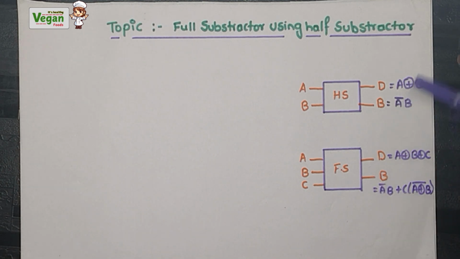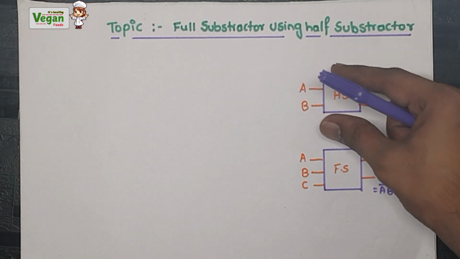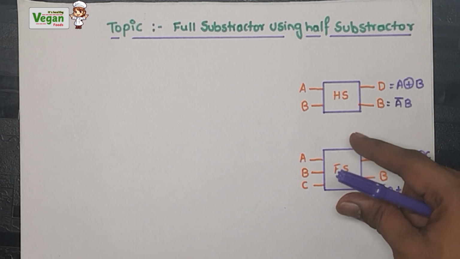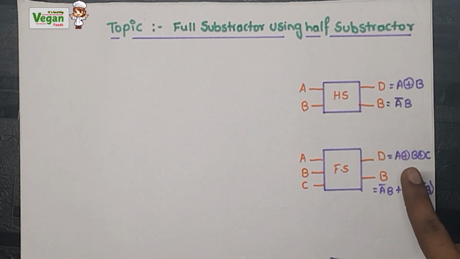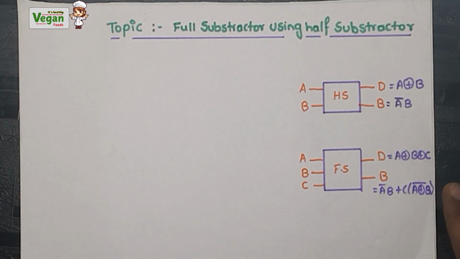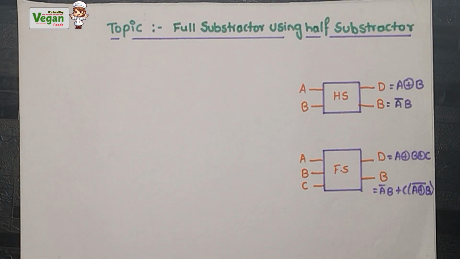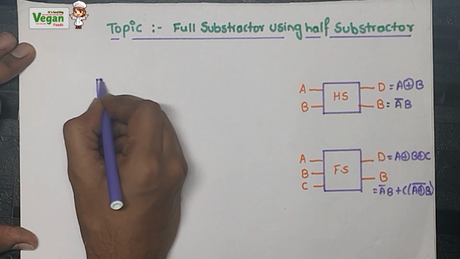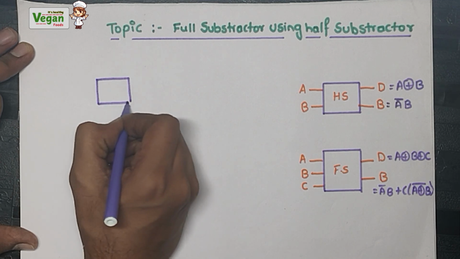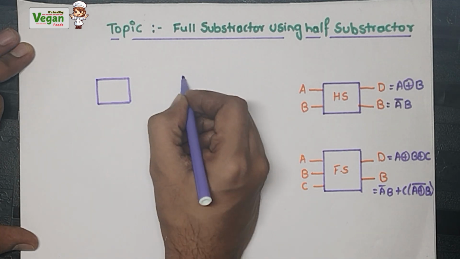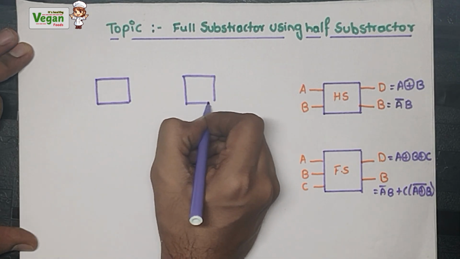Now using these formulas and the half subtractor, I will be constructing the full subtractor so that the difference will be A XOR B XOR C and the borrow will be A bar B plus C into A XNOR B. To construct the full subtractor, we will be using two half subtractors. I will consider this as the first half subtractor and this one as the second half subtractor.